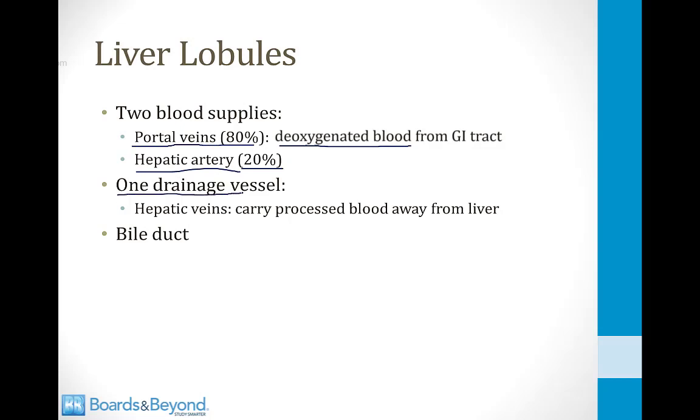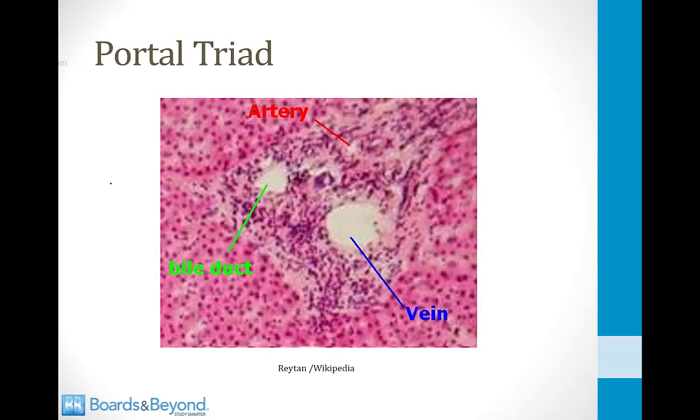There's one drainage vessel for all the blood from the liver, and that is the central vein, which connects to the hepatic veins and can carry processed blood away from the liver. And then finally, there is a bile duct found in each liver lobule. In this picture, I've zoomed in on one of those portal triads. You can see that there is a vein here. That's the larger vascular structure. There's a smaller structure, which is a bile duct. And then there's an artery here, which is surrounded by a muscular wall. These are the 3 structures found in portal triads in each liver lobule.